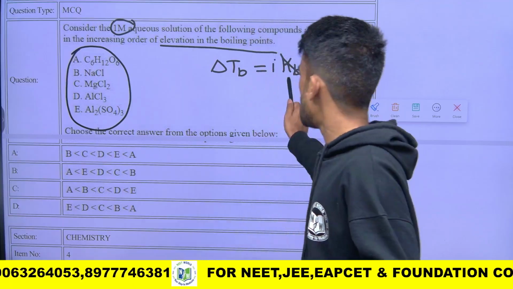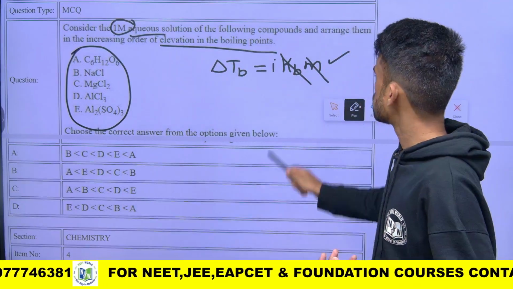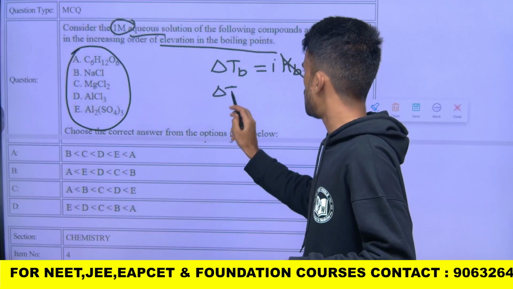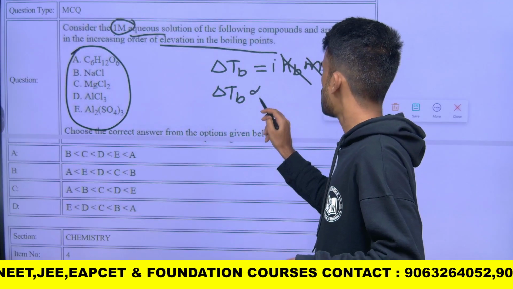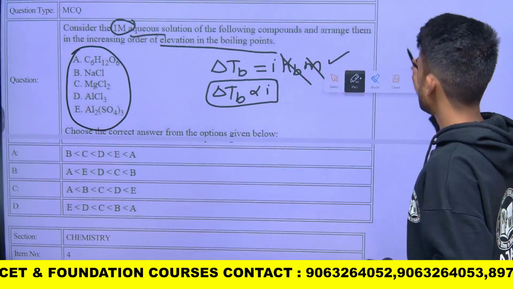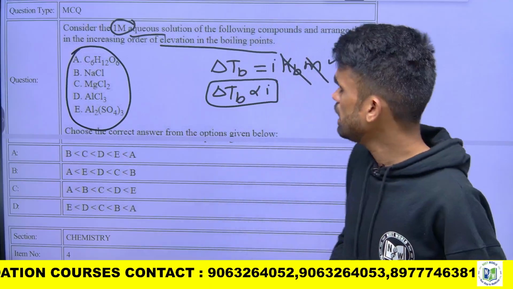Okay, so Kb is also the same because everything is in aqueous solution, which means the solvent is water, so the Kb value for water is the same in all the cases. Now, elevation in boiling point will depend only upon what? The i value, that is, the Van 't Hoff factor i. So the higher the value of i, the greater its elevation in boiling point.